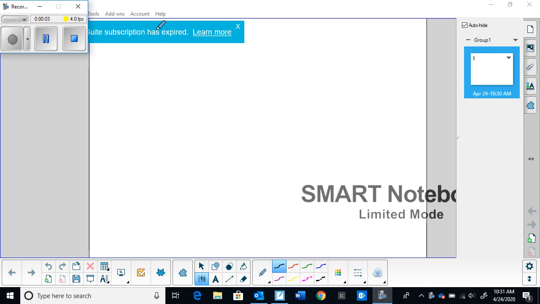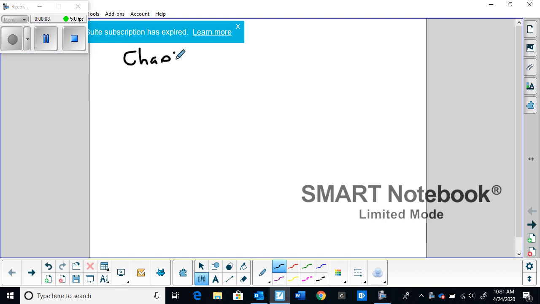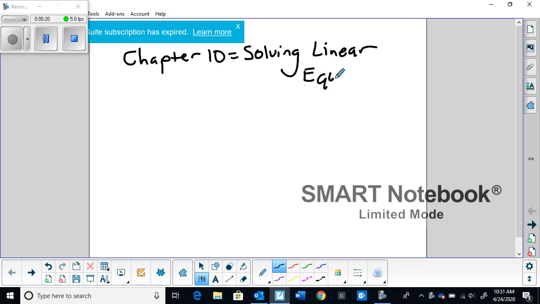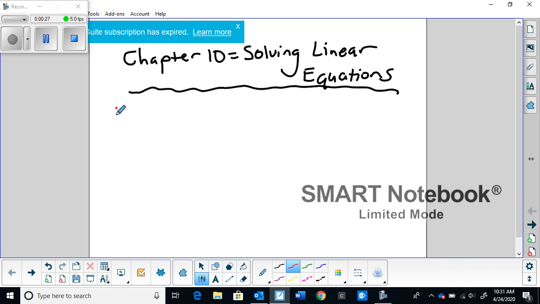All right, so we're going to start off with chapter 10, which is solving linear equations. Okay? Now, for those of us that aren't sure, first of all, what is a linear equation? Okay, because that's an important definition for us. A linear equation. Okay, linear means line.